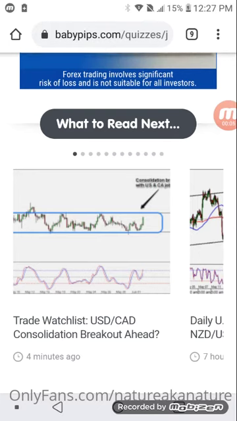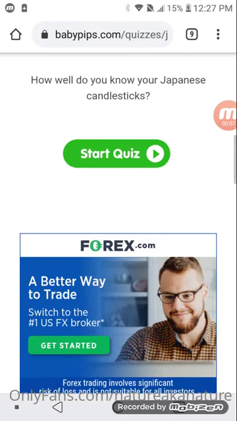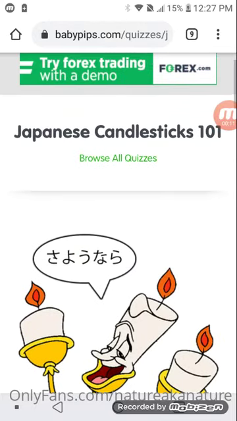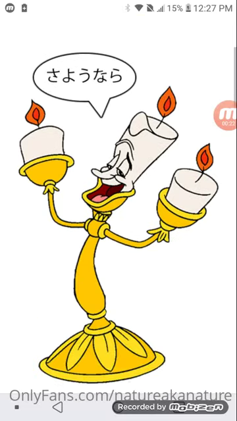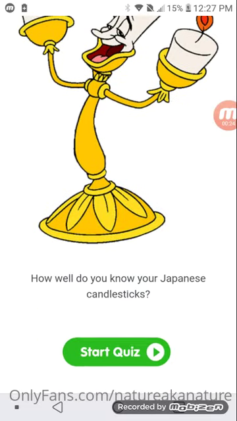Alright, so we're back for another quiz. We just went over common candlestick patterns, and now we're going to go over Japanese candlestick 101. This is another quiz on basically all the stuff that we went over already. So, alright, gang, let's jump right into this quiz. How well do you know Japanese candlesticks?